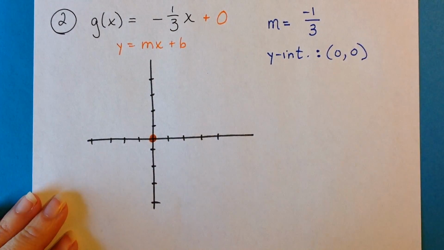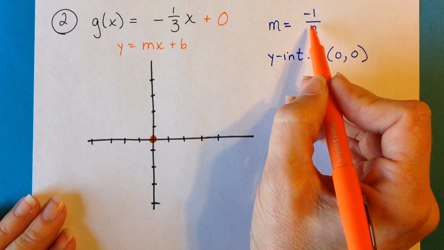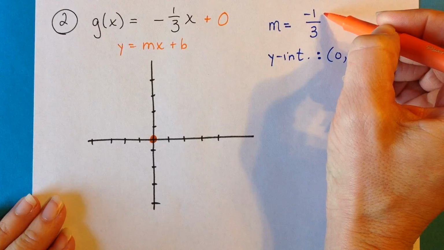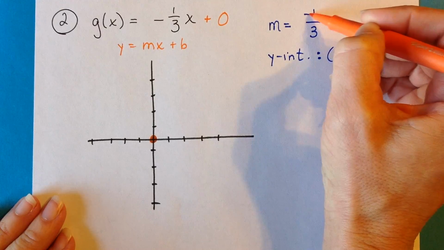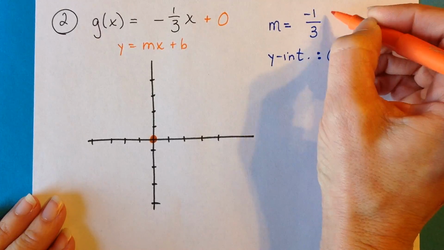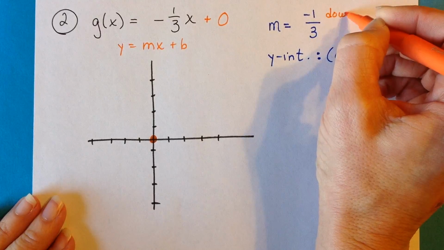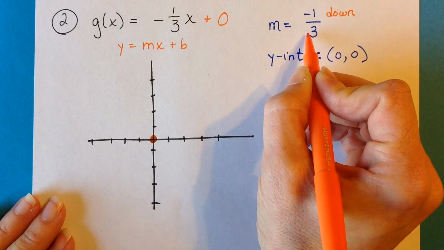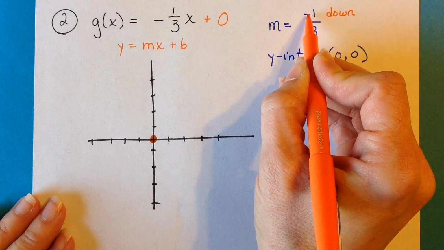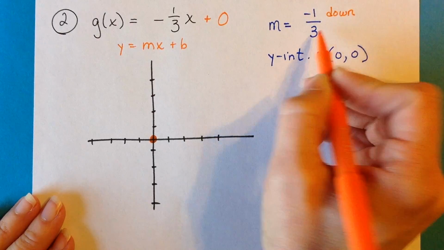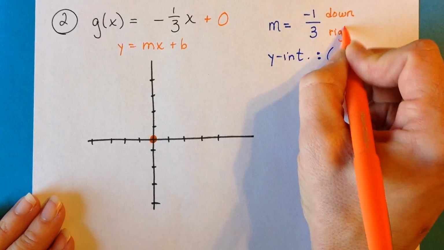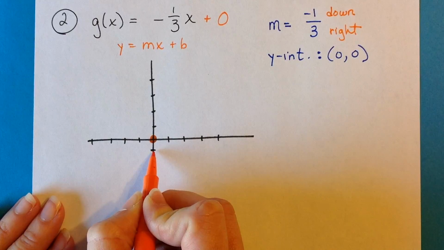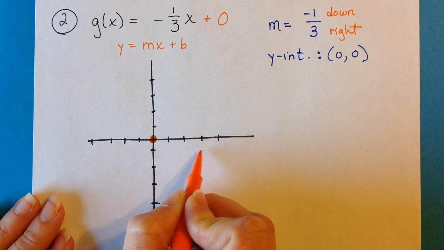And then from this point, this is where we're going to use our slope. Now remember, top number has to be either up or down. But this time, since I've applied my negative here, that means I'm going to have to go down 1. Bottom number is either left or right. This is not negative. You've put your negative up here. This is a positive 3. So that means we're going to go to the right. So from this point, I need to go down 1 and to the right 3.